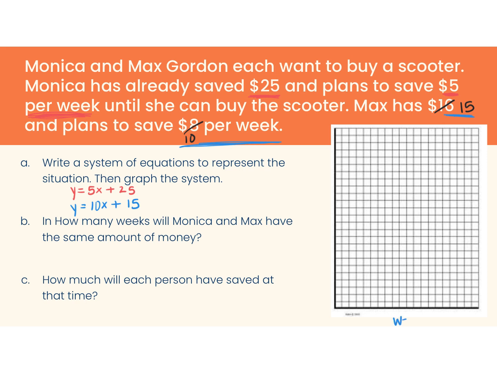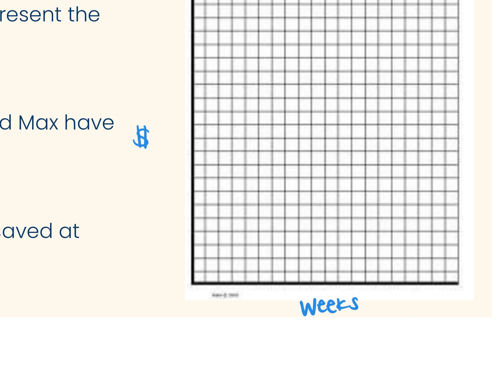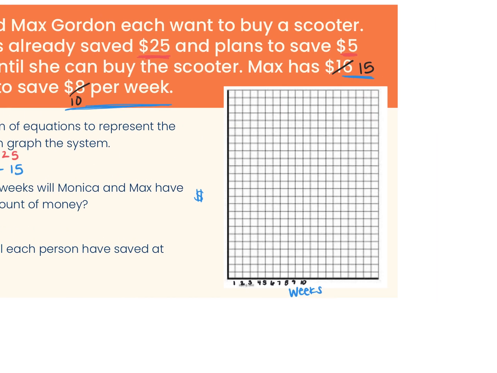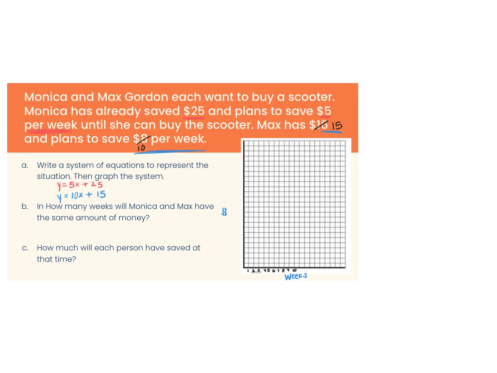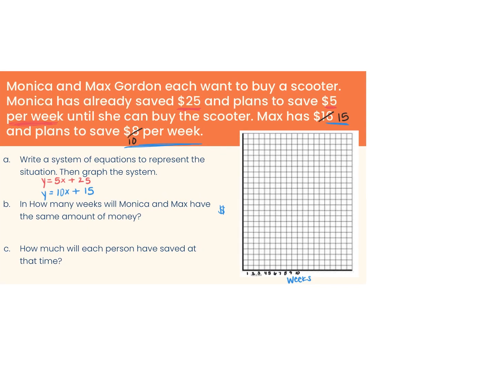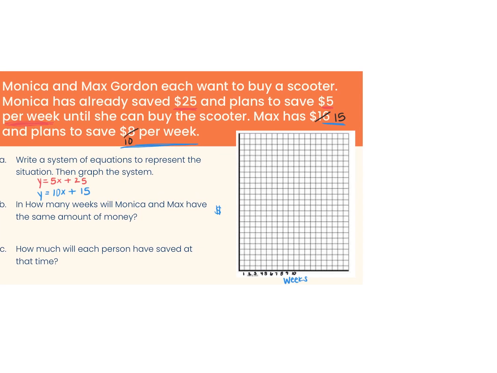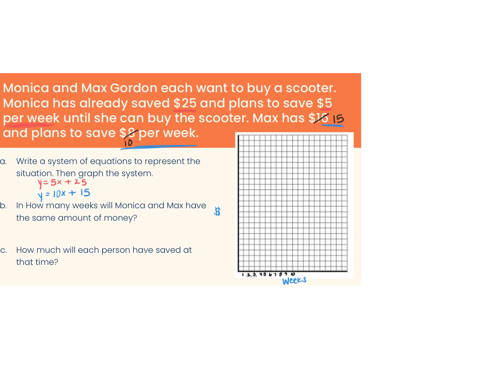I'm going to put my weeks at the bottom and how much money they're saving on the side. My weeks, I'm just going to go by 1 week, 2 weeks, 3 weeks, 4 weeks. I'm going to make this a little bit bigger, and I'm going to go 1, 2, 3, 4, 5, 6, 7, 8, 9, 10. Let's just go to 10 for right now. And now I know that my graph has to go at least to $25 because that's how much Monica has to start with. So her starting value is going to be 25.